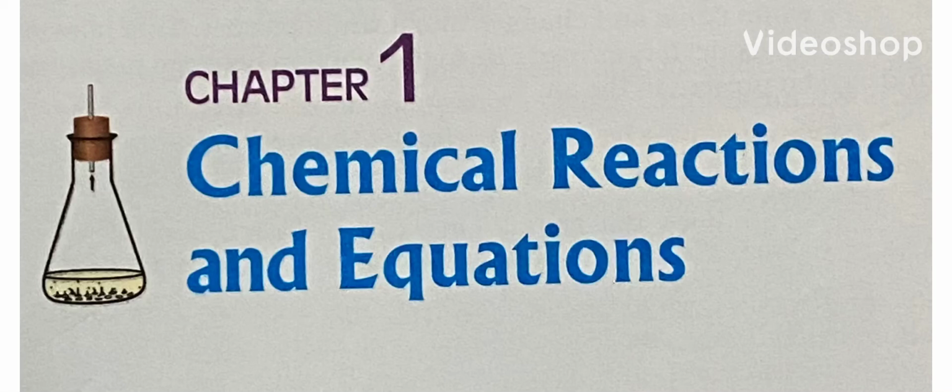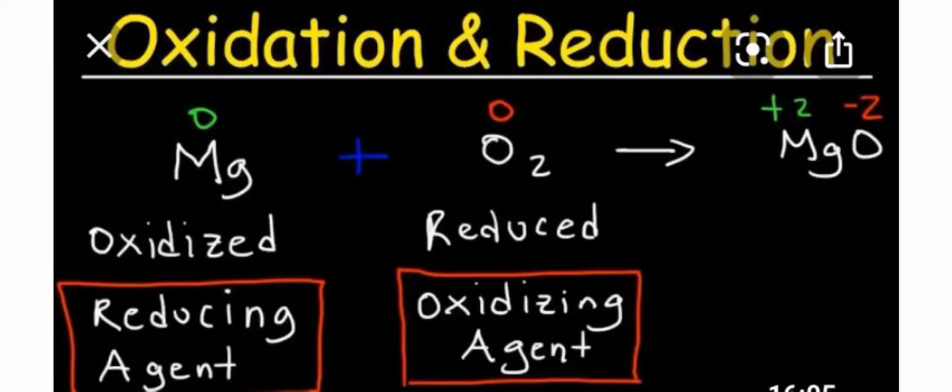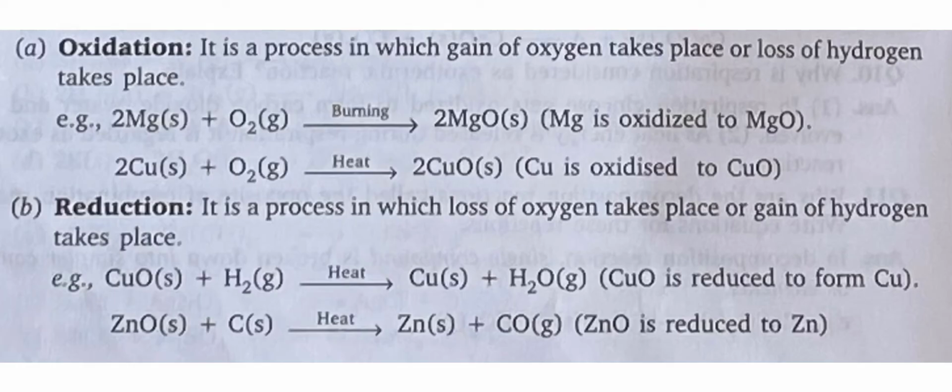Welcome back, students. Let us continue with our chapter 1, chemical reactions and equations. Next type of reactions which we are going to study are oxidation and reduction reactions. First one is oxidation. It is a process in which gain of oxygen takes place or loss of hydrogen takes place. So oxidation reaction is the reaction in which either oxygen is gained or hydrogen is lost.